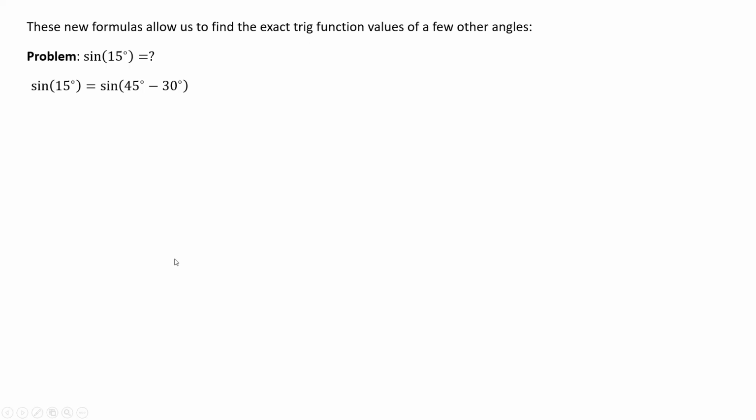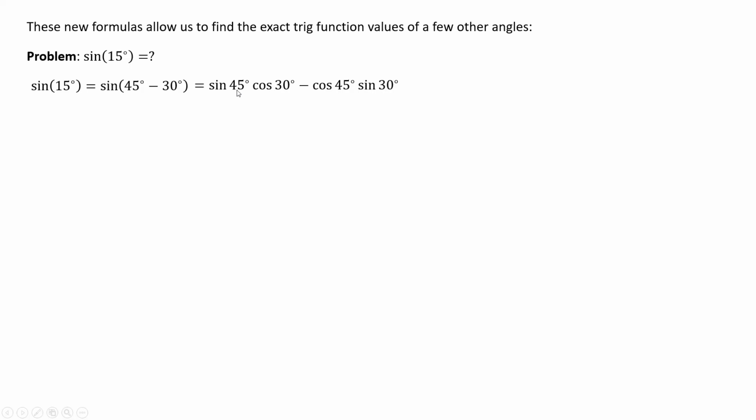And then we go, aha, that's looking like sine of A minus B. And what's the formula for sine of A minus B? Sine A cosine B minus cosine A sine B. So that means this is going to be sine of 45 degrees cosine of 30 degrees minus cosine of 45 degrees sine of 30 degrees. Cool? All right. How do we know all these values?